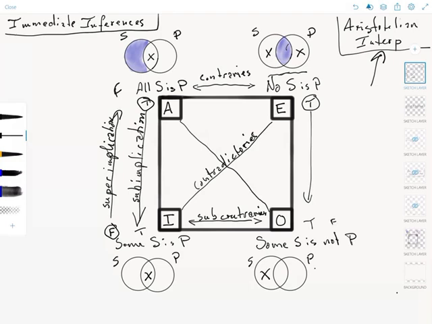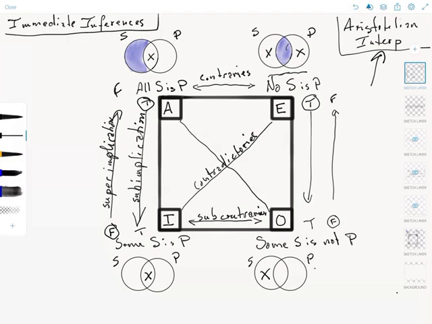Same over here. Let's look at the reasoning here. So if it's false that some S is not P, why would it be false that some S is not P? It would only be false that some S is not P if all S is P. So if all S is P is true, the corresponding E, no S is P, must be false. So that gives us our inferences on the square of opposition.